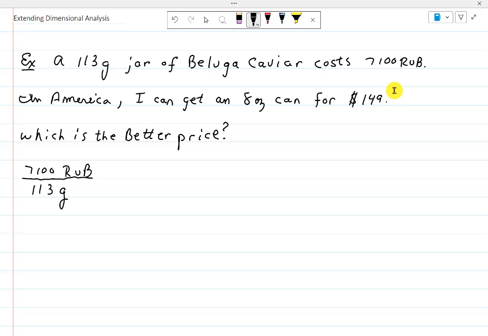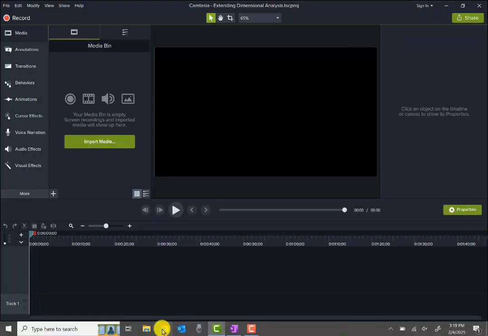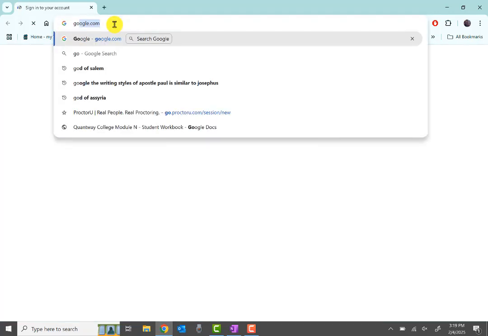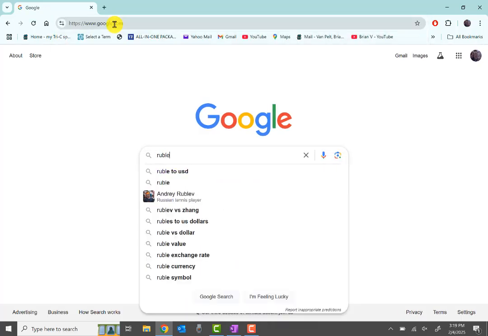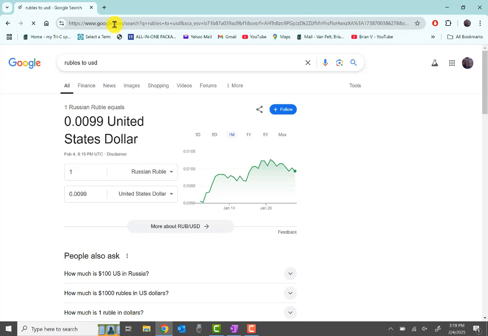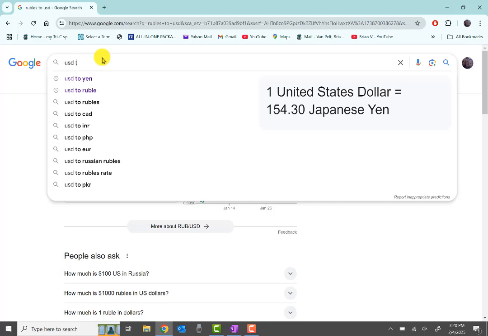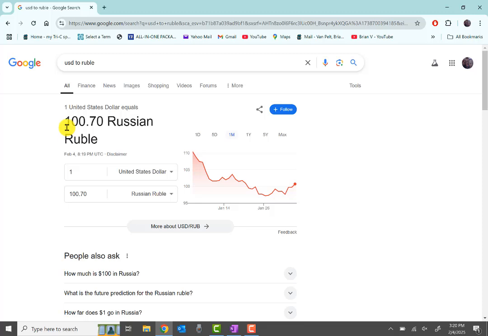So first, let's start with rubles. As before, I'm going to go online for that. Let's pop into the internet. I'm going to convert a ruble to US dollars, so let's find out what today's exchange rate is. Let's see, rubles to USD. That looks like a good one to use. I'm going to try the other way. I don't like these decimals like that, so I'm going to do USD to ruble. I see it second in the list. I like this much better. So $1 equals 100.7 Russian rubles.